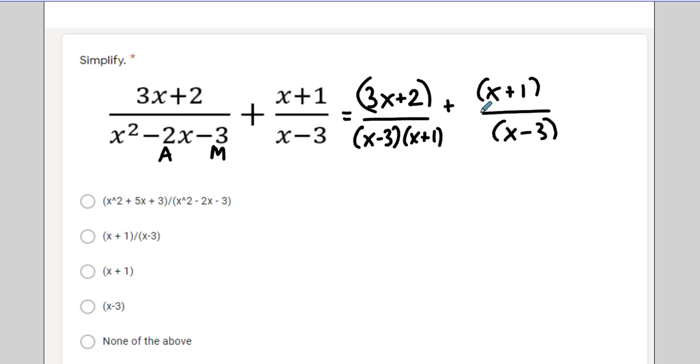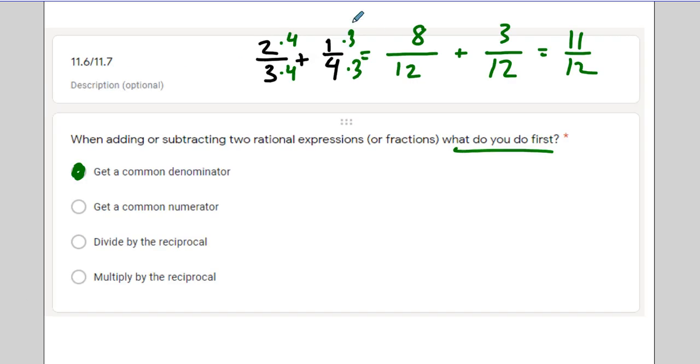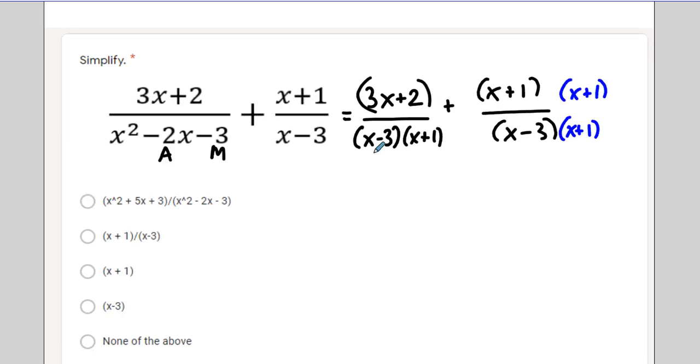So I need to add these fractions, but they don't have the same bottoms. This one on the right-hand side is missing something. It's missing another x plus 1. So I need an extra x plus 1 here. If I multiply it by on the bottom, I need to do it on the top. That's the exact same thing you do with fractions, like right here. If I'm trying to get fourths to be twelfths, I need to multiply the top and bottom by 3. Here, I need the bottom to be x minus 3 times x plus 1, so I multiply the bottom by x plus 1 and the top by x plus 1. Now over here, this will just be 3x plus 2. It's just hanging out, waiting for the other side to match it.